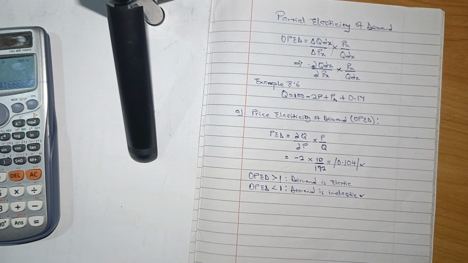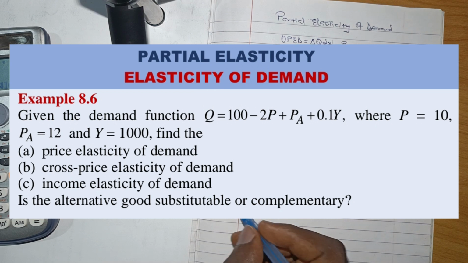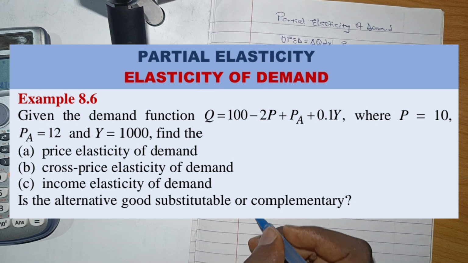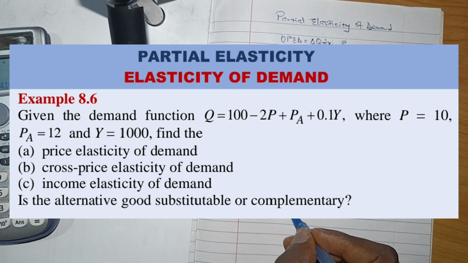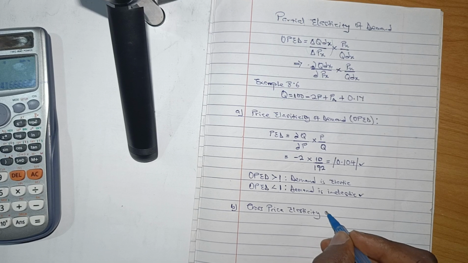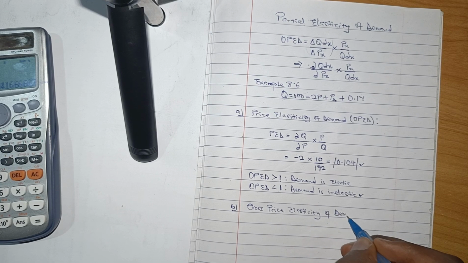The next question, which is B. B says that we should find the cross price elasticity of demand. So B, we are finding the cross price elasticity of demand.